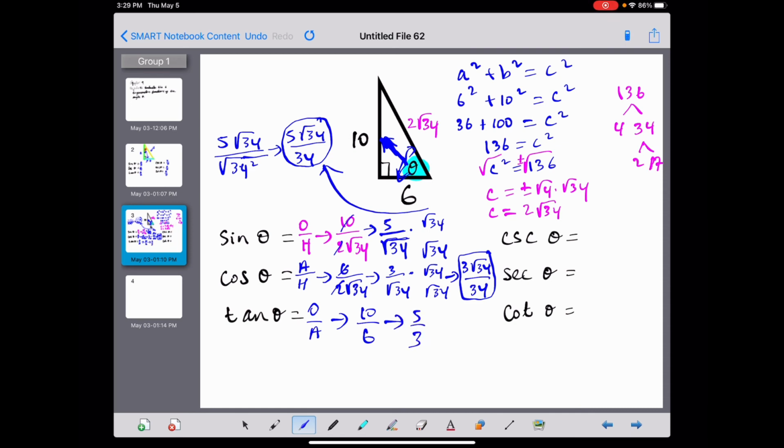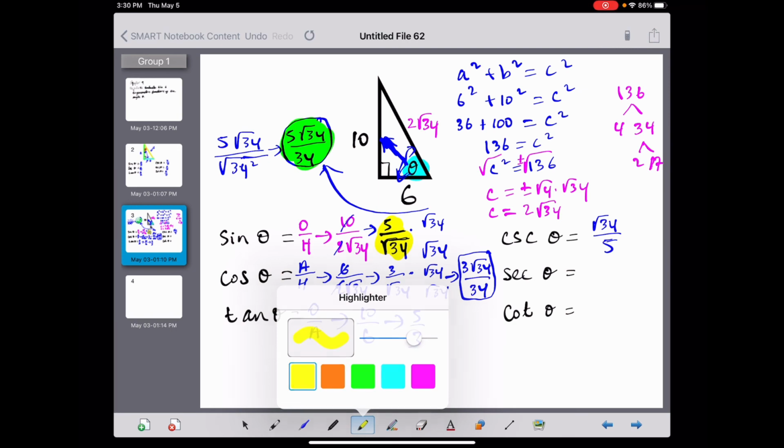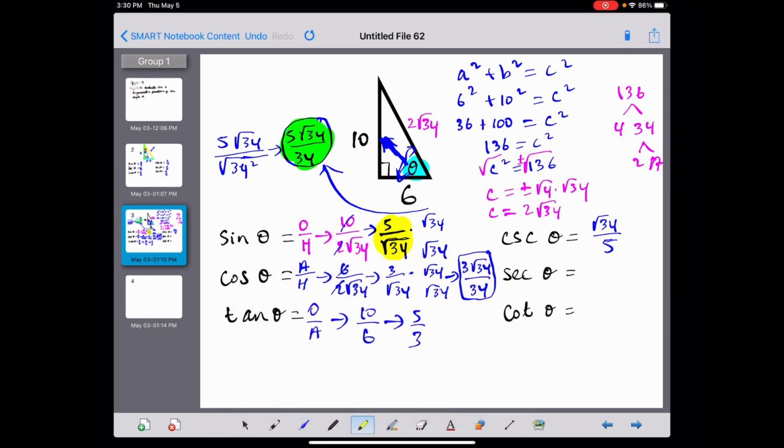Now let's go to the other answers. For the cosecant theta and the secant theta, there's the easy way and the hard way to do this. The easy way is to get the ratio from here and then flip it, and then you get the answer, which is square root of 34 over 5. The harder way is flipping from this answer right here in green. You could do that too. That doesn't mean it's wrong. It just means you have to show more work to get to the answers. Whereas if you flip from here in the yellow part, then you show no work.